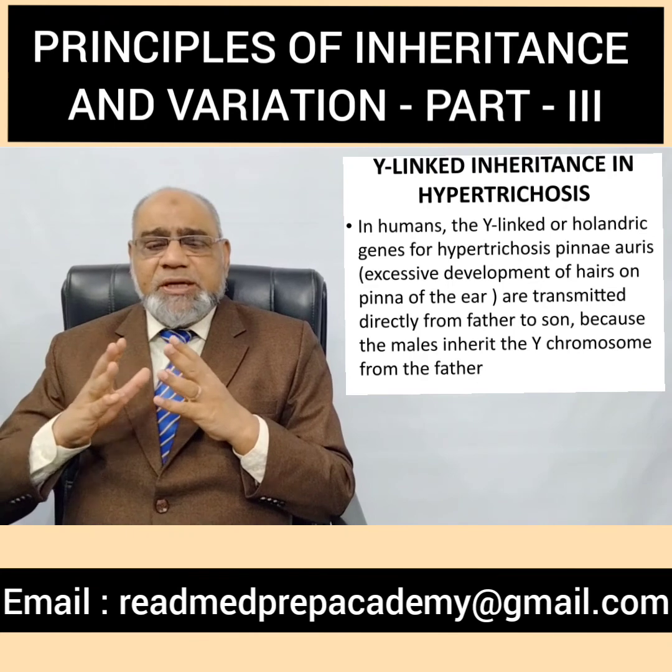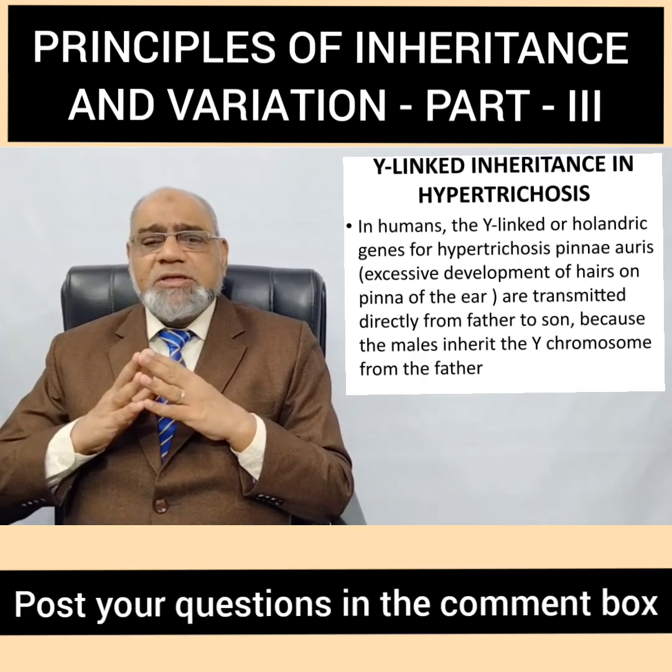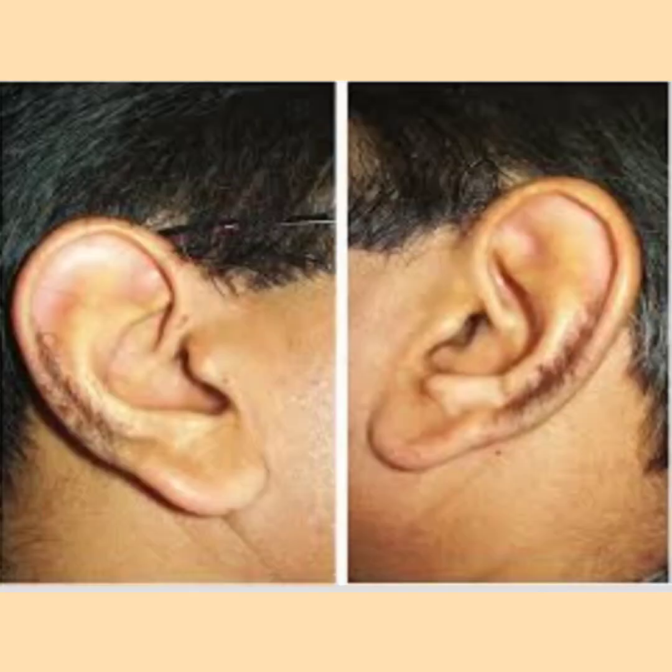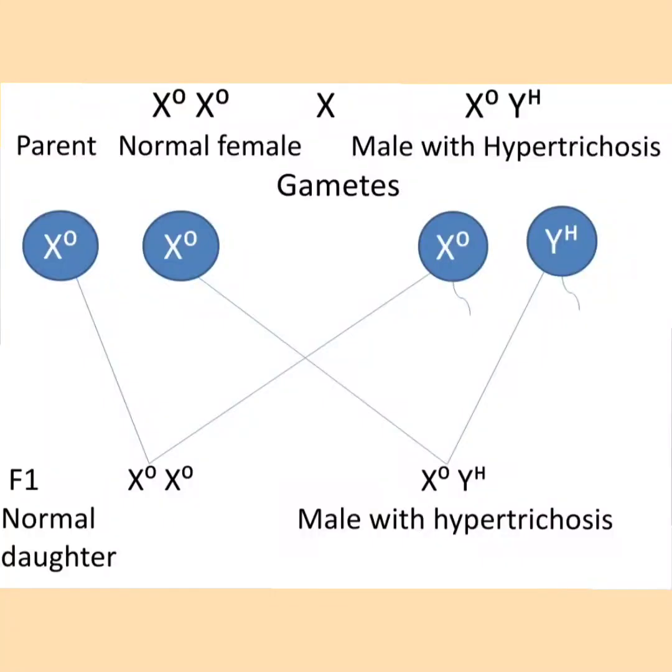They are transmitted directly from the father to the son because the males inherit the Y chromosome from the father. You can see in this the hair around the ear. In this pattern of inheritance, the females are normal and the males are the sufferers. The females do not have the alleles for the inheritance of the disorder, whereas in the males with hypertrichosis, the allele is present only on the Y chromosome. So the transmission occurs only to the males because the males receive the Y chromosome from the father.